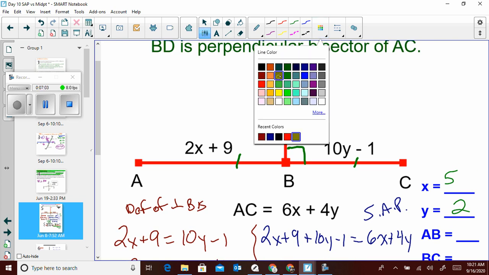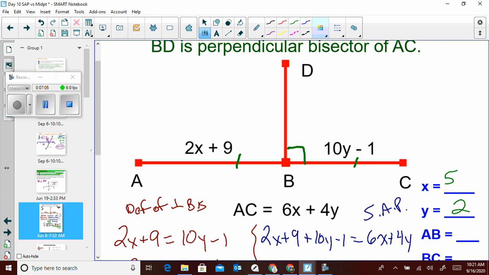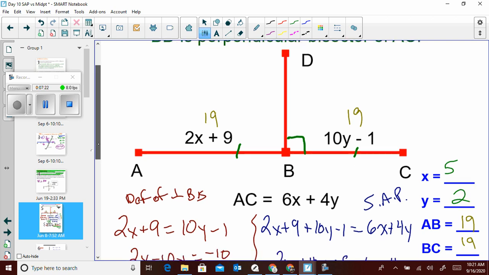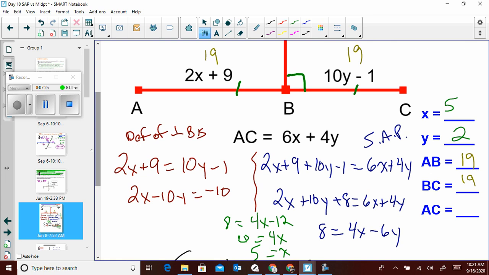Now, let's find all the missing pieces. If x is 5, 19 for AB. If y is 2, 19 for BC. Well, they better be the same because we said that B is the midpoint, and it cuts it in half, so they must be equal. Therefore, AC, we plug it in, we got 6 times 5 is 30, plus 4 times 2 is 8, for 38. Whoa, look at that. 19 plus 19 is 38. It's like magic.